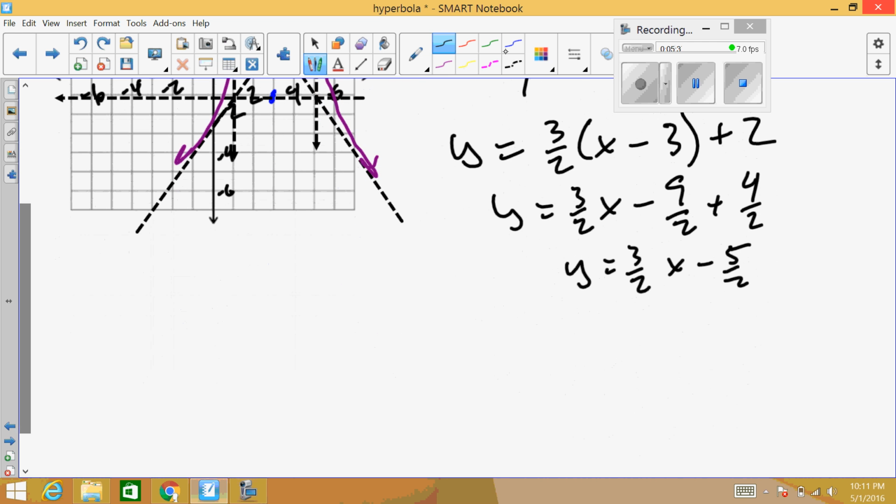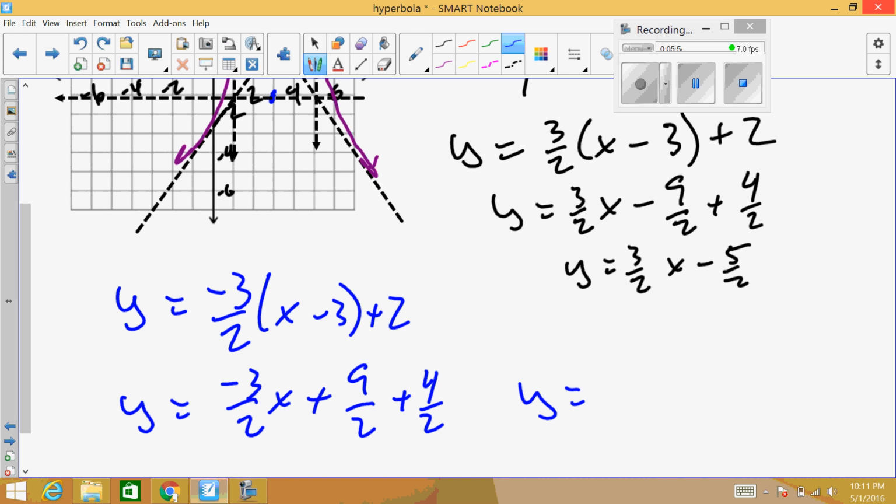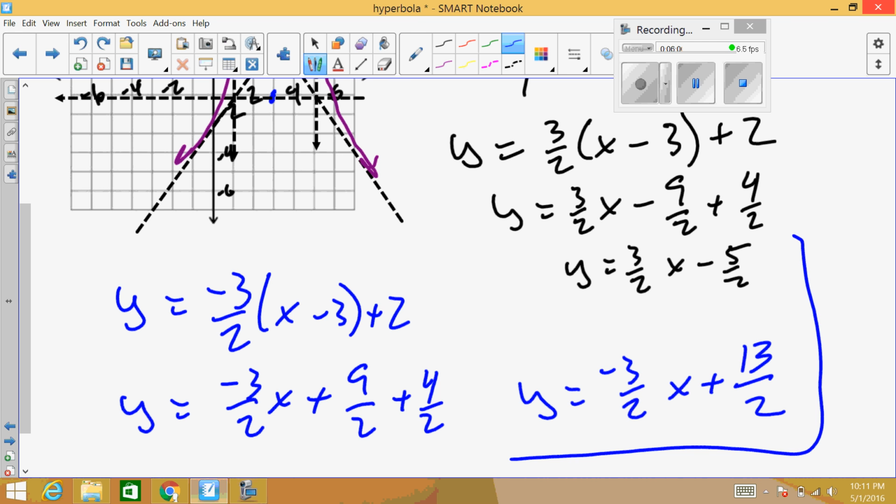Okay, my second asymptote, y equals negative 3 halves times x minus 3, plus 2, still goes through that center point. y equals negative 3 halves x plus 9 halves plus 4 halves, or y equals negative 3 halves x plus 13 halves. So those are the two asymptotes of my graph.